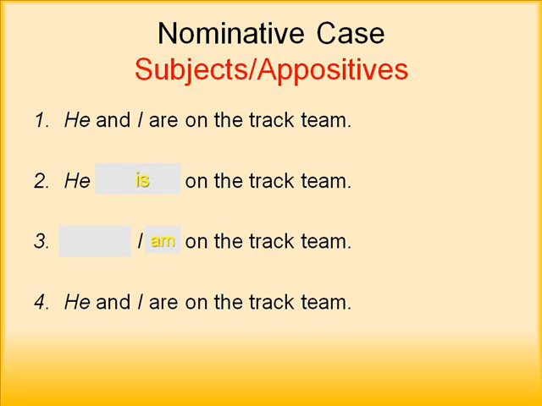Notice that both of those are the subjects in this sentence, and therefore we have to use the nominative case. And if you look on your chart, you'll see that the nominative case includes he and I. It's not him and me. Those are in the objective case, but since these are the subject, we have to use the pronouns that are in the nominative case because it's the subject.